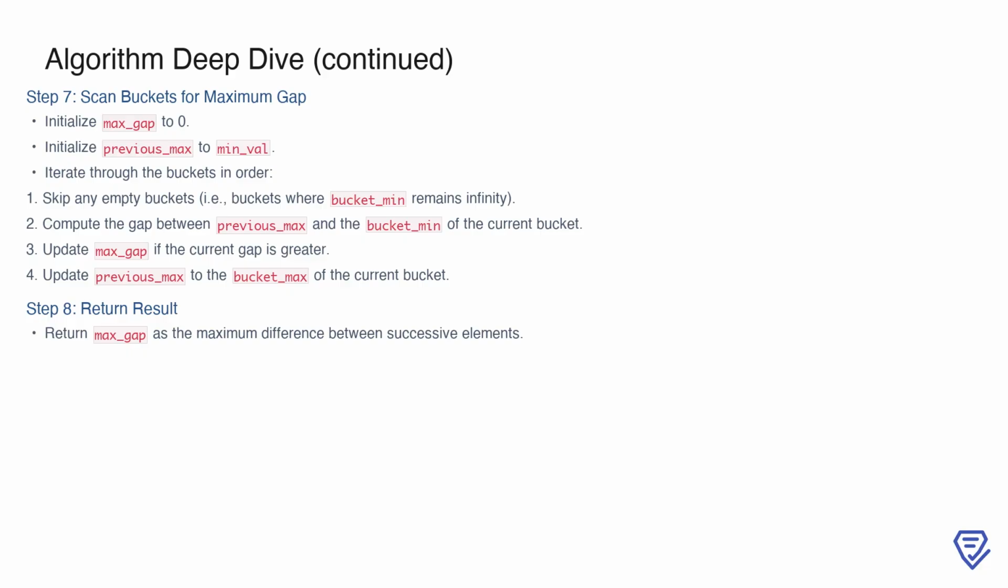For non-empty buckets, we calculate the gap between the previous_max and the bucket_min of the current bucket. If this gap is greater than the current max_gap, we update max_gap. After calculating the gap, we update previous_max to the bucket_max of the current bucket. This way, we ensure that we are always comparing the maximum value of the previous bucket with the minimum value of the current bucket. Once all buckets have been scanned, the max_gap will hold the largest difference between successive elements in the sorted order. Finally, we return this value as the result.